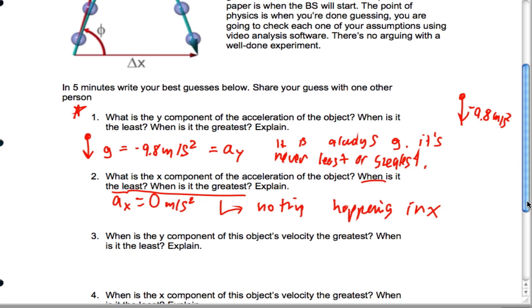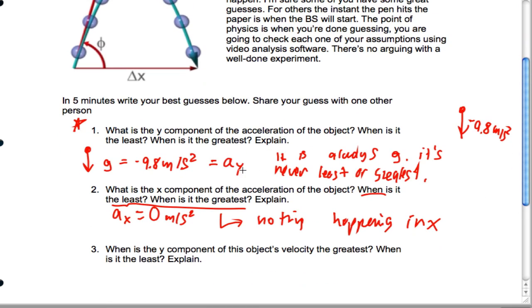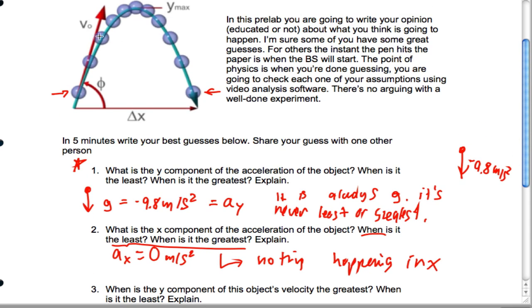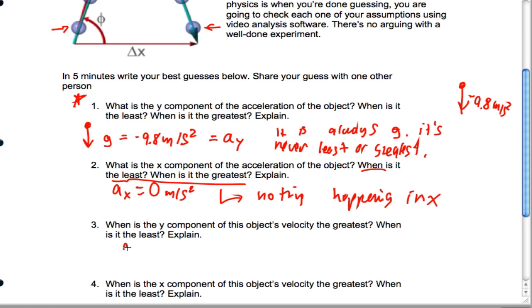Now, when is the y component of the object's velocity the greatest? So that actually happens at the bottom. So here and here. The reason is that as you travel up, gravity slows you down in the y direction. You stop, you turn around and land. So the way you would say this is at the bottom.